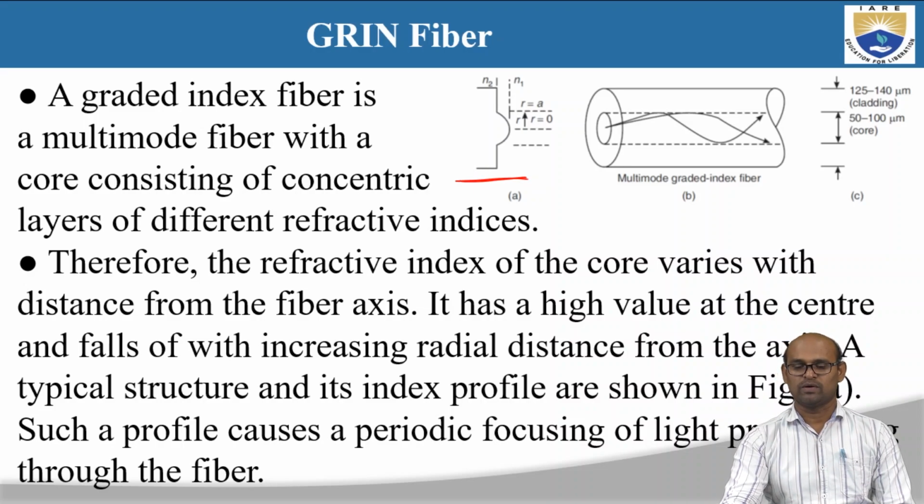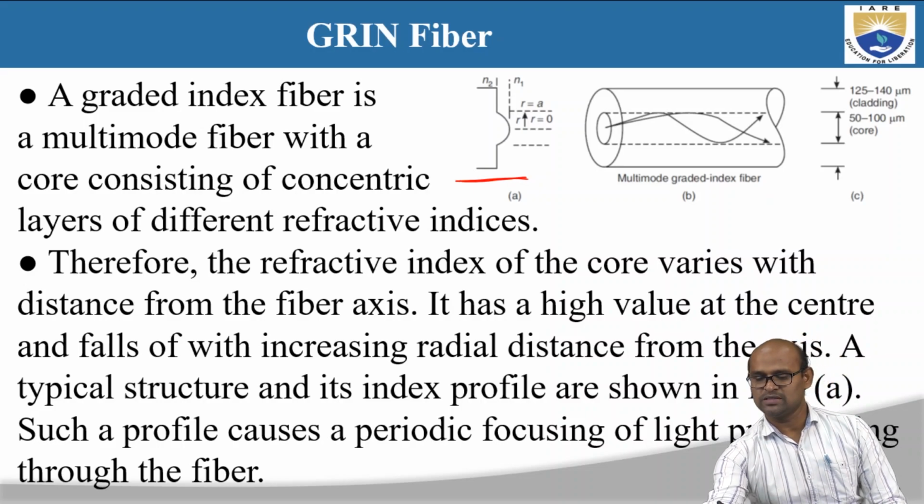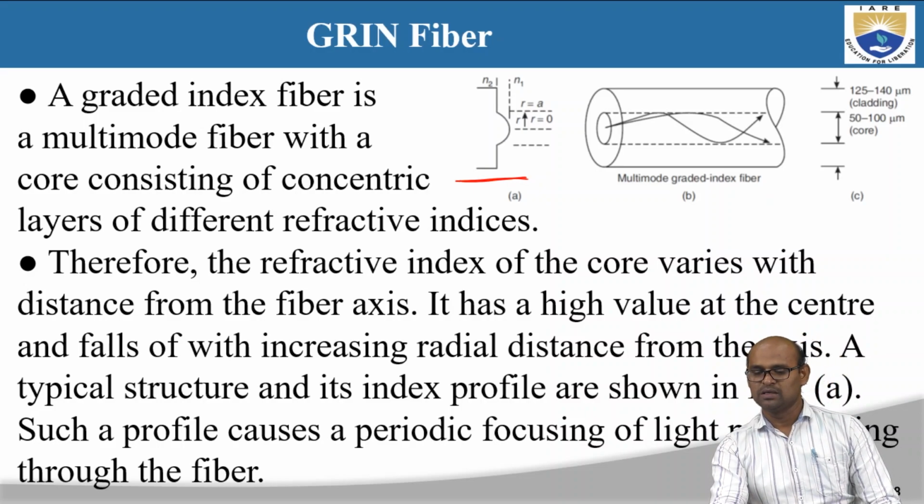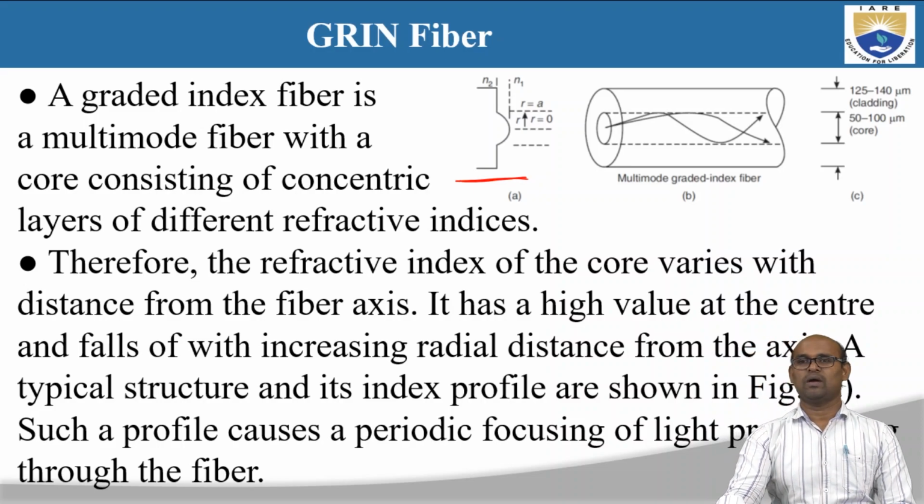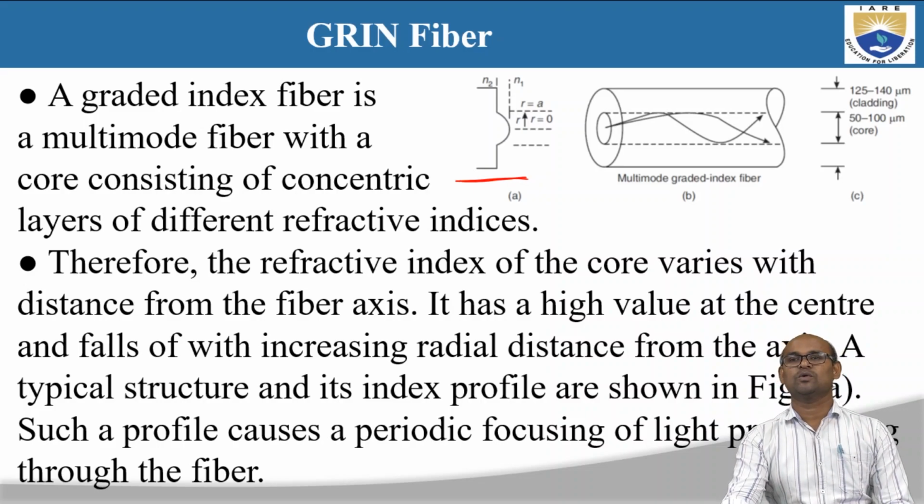So the refractive index profile is like this, and it is a multimode graded index fiber. Multimode means you can have different zigzag paths, lower order modes and higher order modes. The diameter of the core is around 50 to 100 micrometers, and the cladding is around 125 to 140 micrometers. Therefore, the refractive index of the core varies with the distance from the fiber axis.